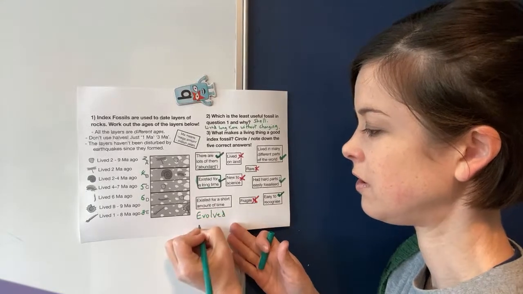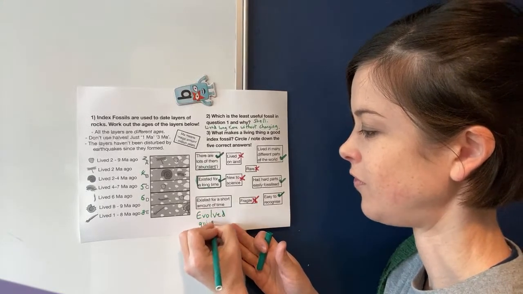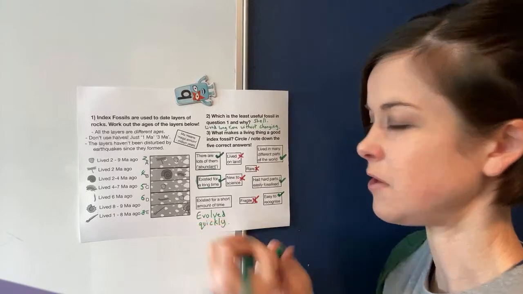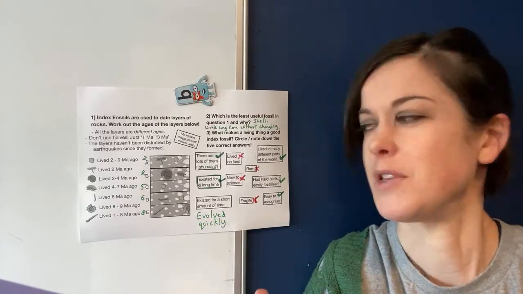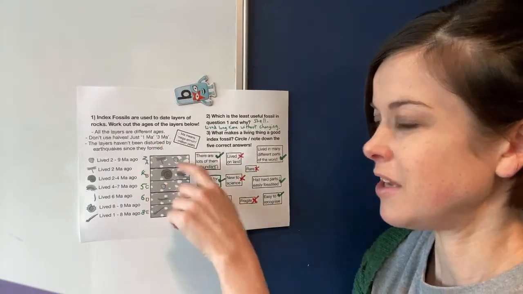Evolved quickly or rapidly or fast. So you want the creature to have existed for a long time but to have kept changing, yeah? You see what I mean? That's why the ammonite's very useful, but this shell isn't useful.